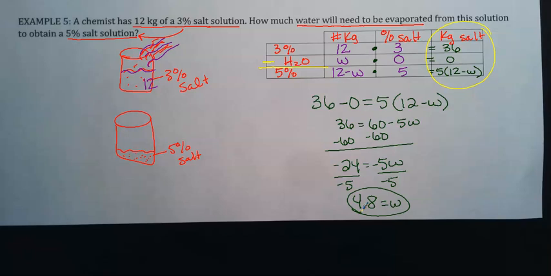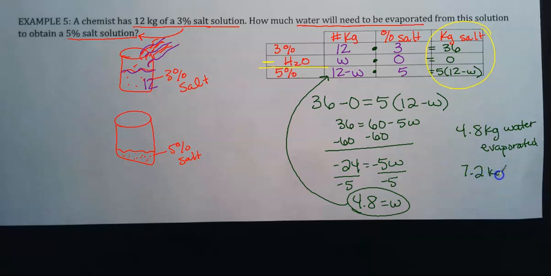So we need to plug that back in here. So that would be 4.8 kilograms of water has to be evaporated, right? Or well, it does, but I guess I didn't have to write that there. And we're going to have 12 minus 4.8. So that's going to be 7.2. So we'll have 7.2 kilograms of 5% salt.